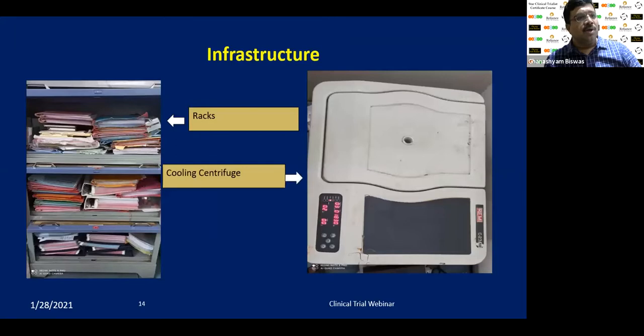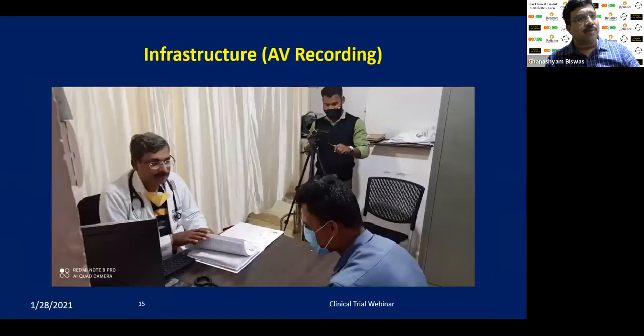On the left hand side, these are the files, the case files and the source notes for most of the patients. These are racks. On the right hand side, you can see a cooling centrifuge, where most of the PK samples get centrifuged and are stored at -80°. Next. Next.